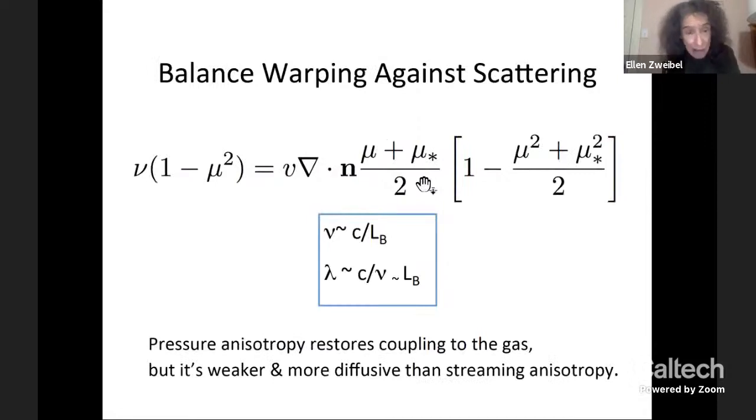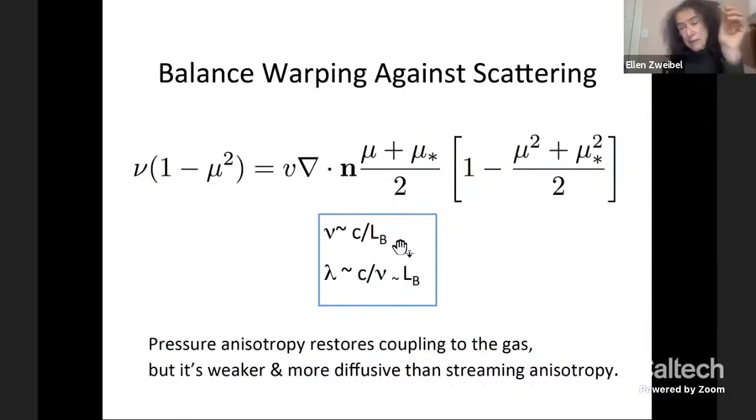We can actually solve for the scattering rate. And it turns out to be of order the speed of light divided by the length scale on which the magnetic field is varying. And that leads to a mean free path, which is about the same as the magnetic length scale. So that is all the scattering that you need to keep the pressure anisotropy marginally stable. And this is big. For the bottleneck problem that I showed you, the magnetic length scale is maybe tens of parsecs, but more like 100 parsecs. So the mean free path is longer, the scattering rate is lower, and so this is more diffusive. This is a more diffusive system than what we get from the streaming instability.